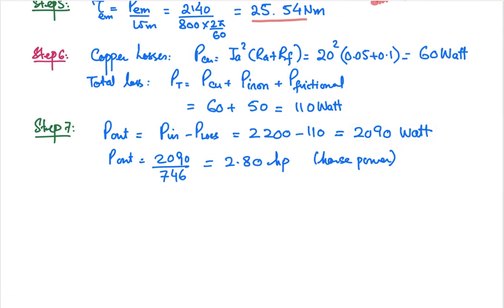To convert it into horsepower, you simply divide it by 746 watt, because 1 horsepower is equal to 746 watt approximately. So if you divide this power in watt by 746, 2.80 horsepower is the power that is delivered to your load, considering all the losses.